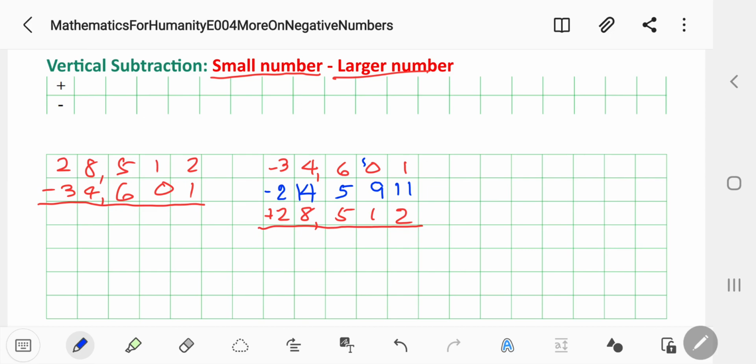So what happens? Please don't forget to cross this out. So you have 11 minus 2 equals 9. 9 minus 1 is 8. Then 5 minus 5 is 0. 14 minus 8 is 6. And then 2 minus 2 is 0, so you don't have to put that. So just bring down the sign. That's negative 6,089. So this is negative 6,089.